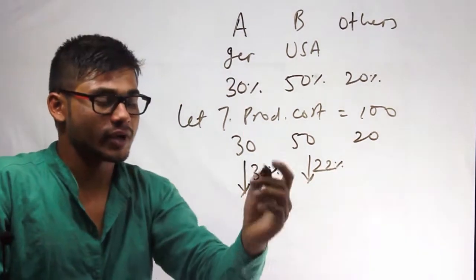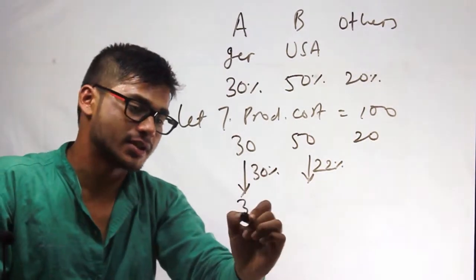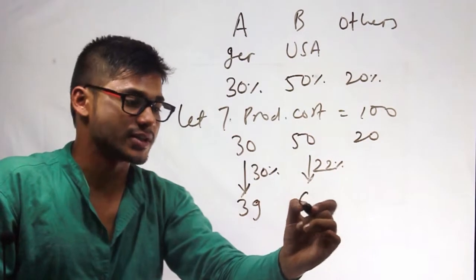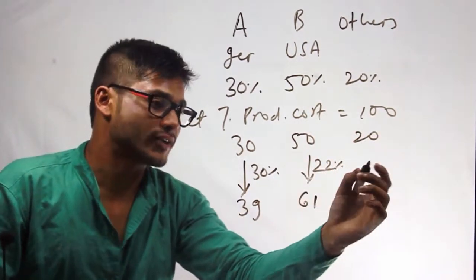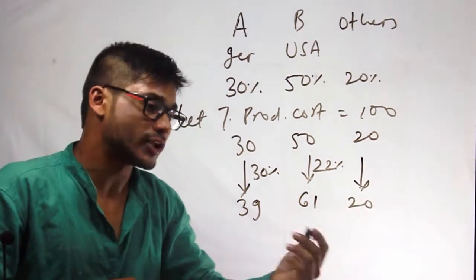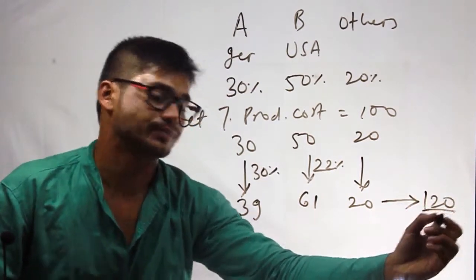So the new cost of A will be 30% of 30, which means 9. 30 plus 9 means 39. And 22% of 50 is 11. 50 plus 11 is 61. Look, the cost of others is unaltered, so it will remain the same. It will be 20 only. So the new production cost will be 120.